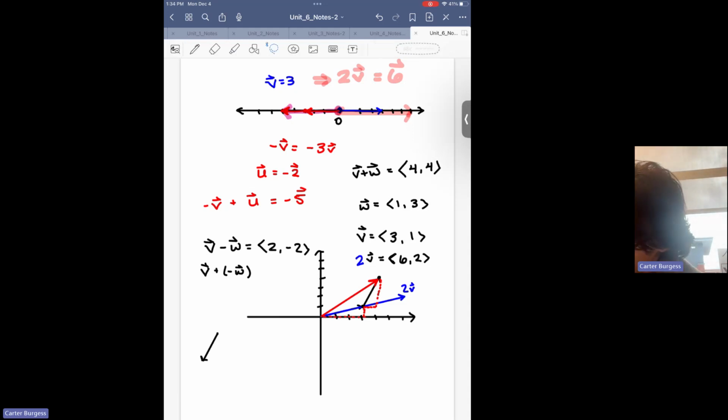And exact same thing, we want to take our new negative w vector, and we would be adding it to where v leads off, something like what we see here. And our resultant vector would be exactly what you get from the start of v to the end, in this case, of negative w.